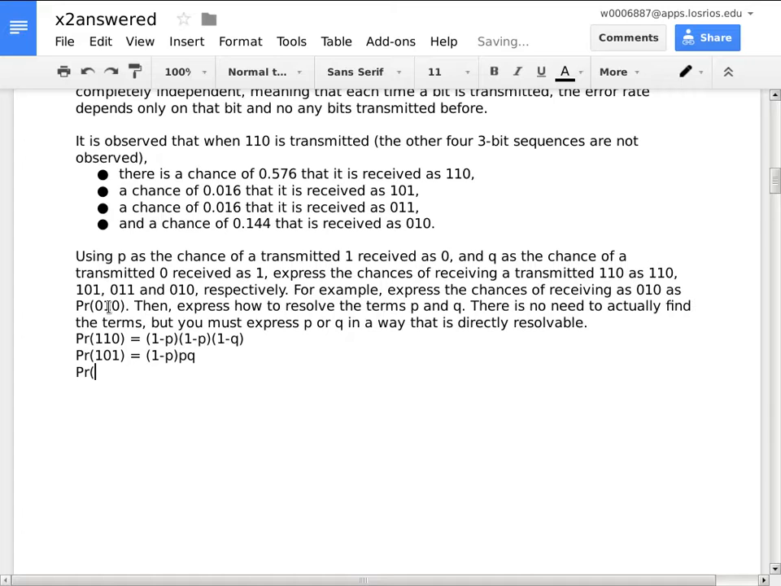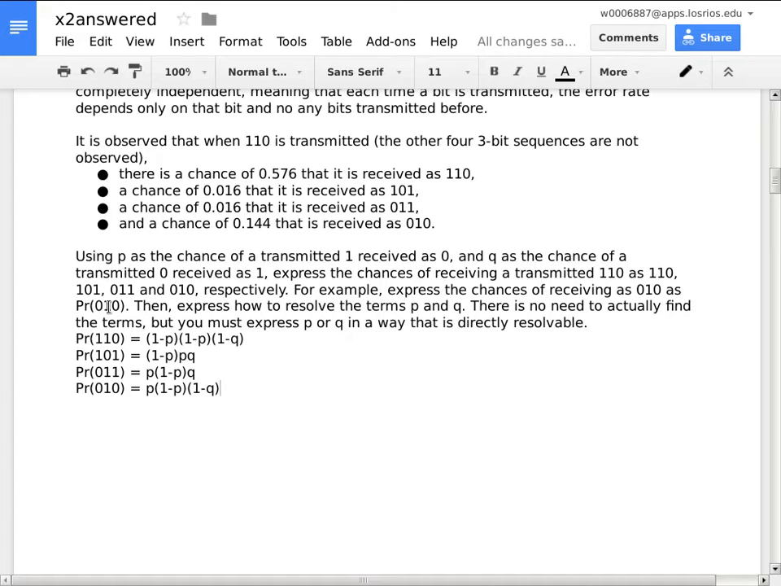The next one is 011, and this one is kind of the same thing, except the first bit is received incorrectly, the second bit is received correctly, and then the third bit is also received incorrectly. And then the last one is PR010, and in this case, we only have 1 bit that is transmitted incorrectly. It will be the first one, so we have a P here. And then the second one is received correctly. The last one is received correctly as well. So we have P times 1 minus P times 1 minus Q. Is that okay? All right.